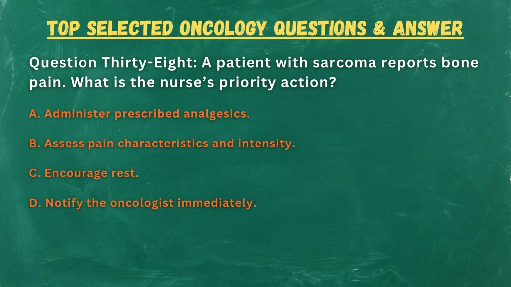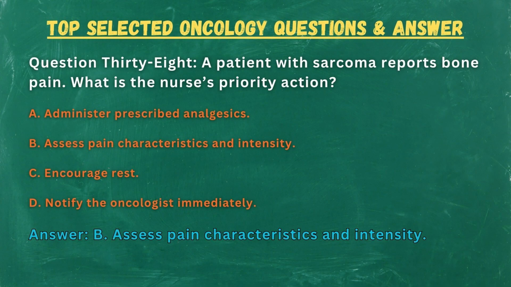Question 38. A patient with sarcoma reports bone pain. What is the nurse's priority action? A. Administer prescribed analgesics. B. Assess pain characteristics and intensity. C. Encourage rest. D. Notify the oncologist immediately. Answer: B. Assess pain characteristics and intensity.